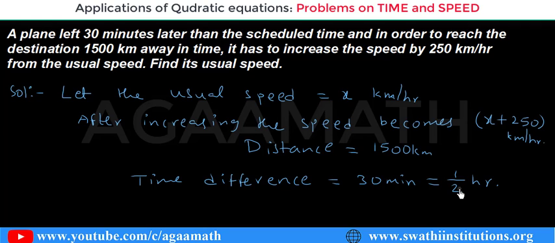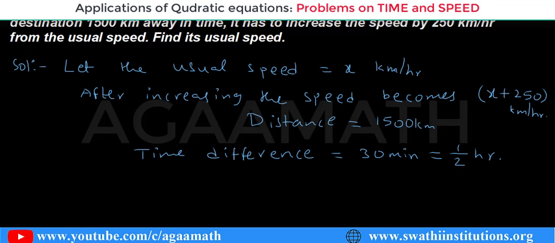Okay, so now as it is a time difference, let us see. The actual speed is x kilometers per hour, but when it is increased by 250 kilometers per hour, the time difference is 30 minutes. Now let us see how to find it.